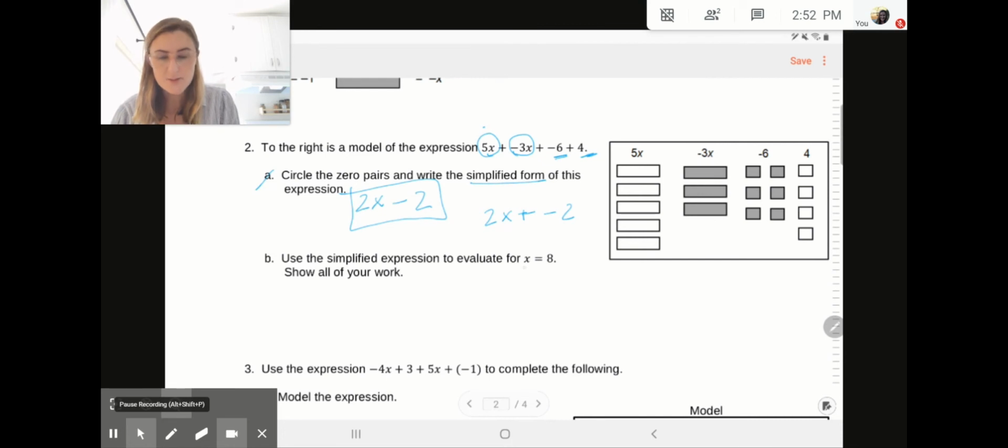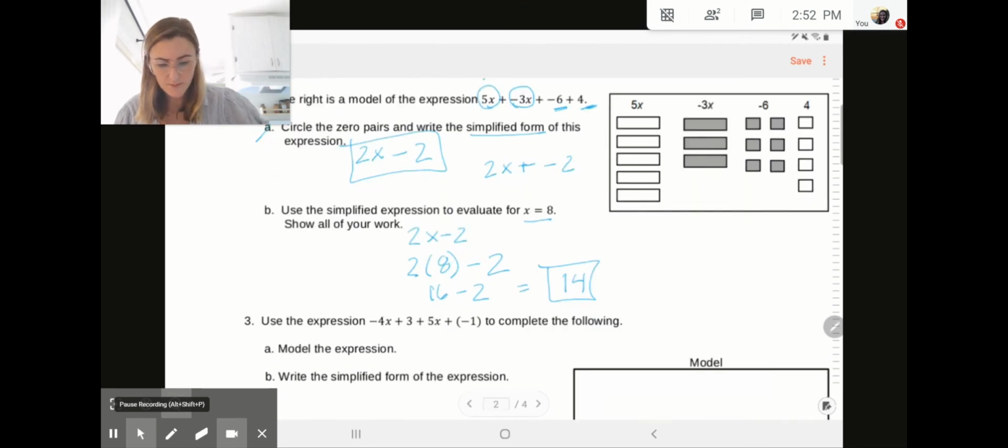It's going to now ask us to evaluate for 8. Remember, when it says evaluate, all I'm doing is, this is my expression. Instead of 2 times x, we're just going to say 2 times 8. The rest of the expression is the same. So now this is 16 minus 2. This is going to equal 14. Okay, moving on to number 3.